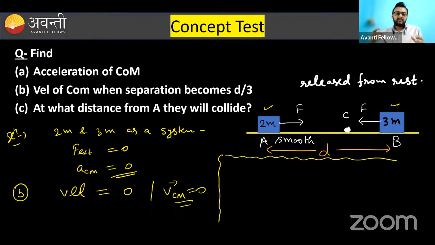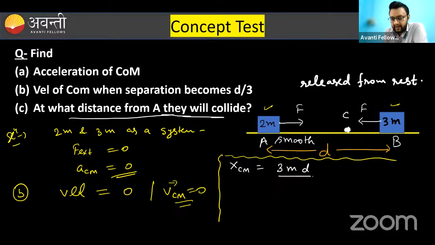So what I'm saying is that there is no external force, so this center of mass should remain at the same point. So what you need to do is locate the center of mass, and at what distance from A. So you can write the x coordinate of center of mass from A as m2d divided by m1 plus m2. Are you getting my point?